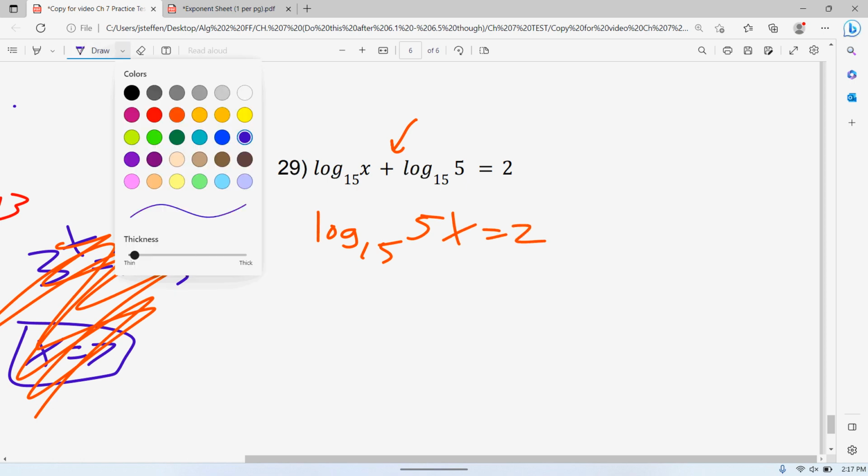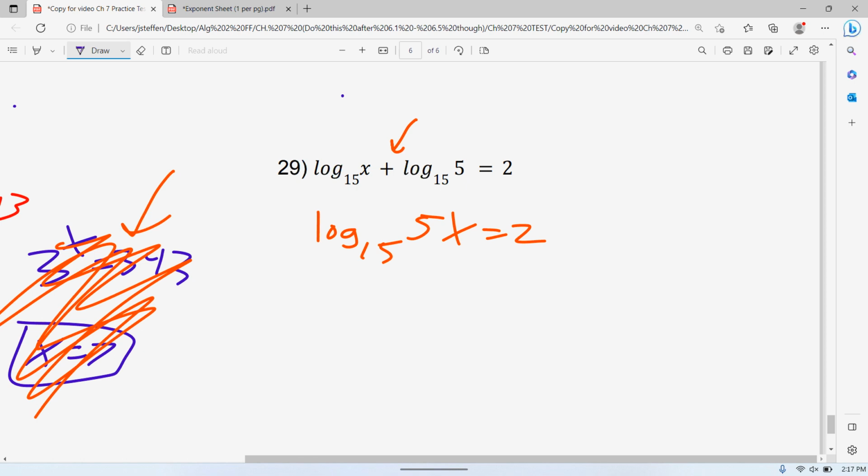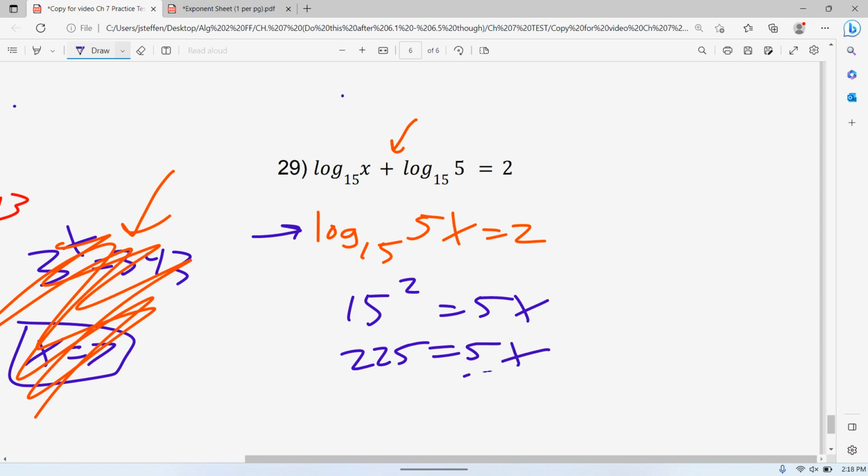This has confused me a couple times now. Remember, if there's the log just on one side, we're going to put it in exponent form. So 15 raised to the 2 is equal to 5x. 225 is equal to 5x. Then just divide both sides by 5. That ends up getting x is equal to 45. My answer key is wrong, so I'll fix that.